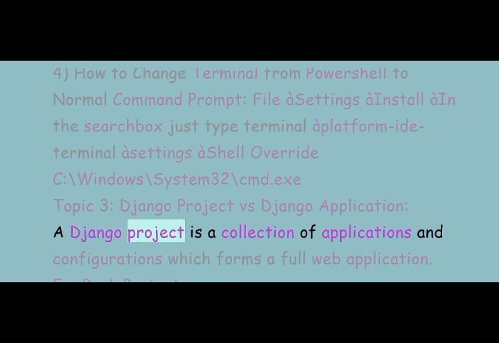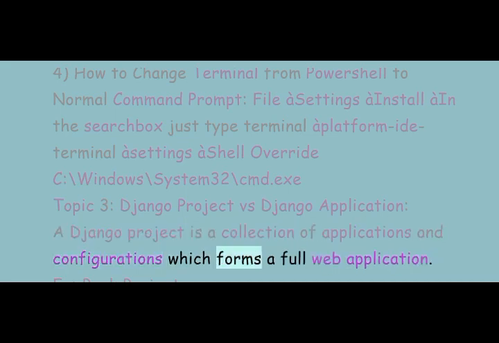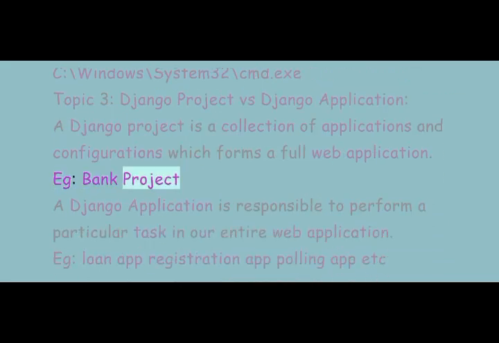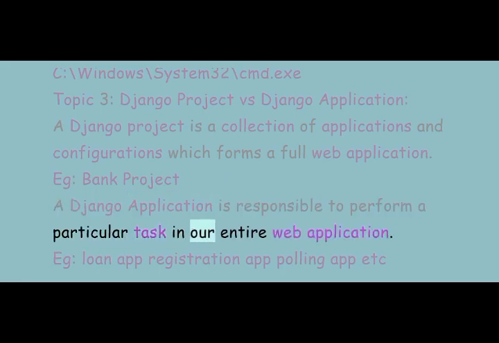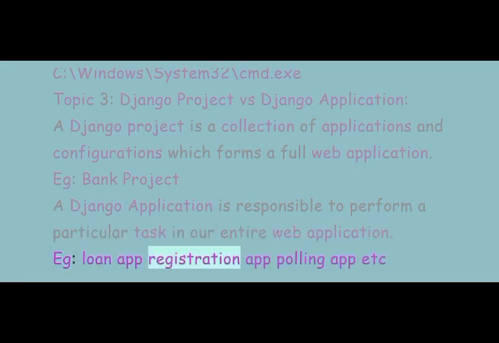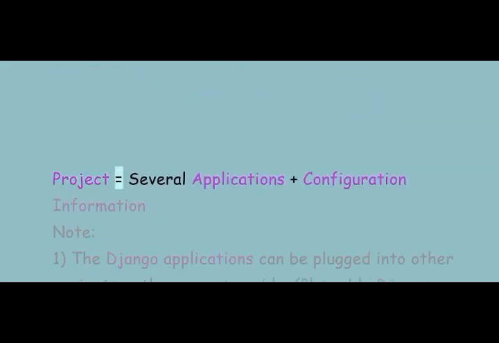Topic 3. Django Project versus Django Application. A Django project is a collection of applications and configurations which forms a full web application, for example a bank project. A Django application is responsible for performing a particular task in our entire web application, for example loan app, registration app, polling app, etc.